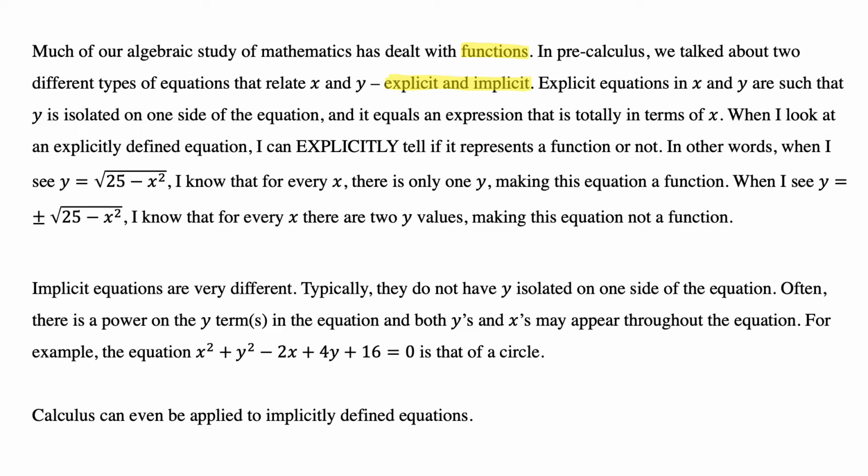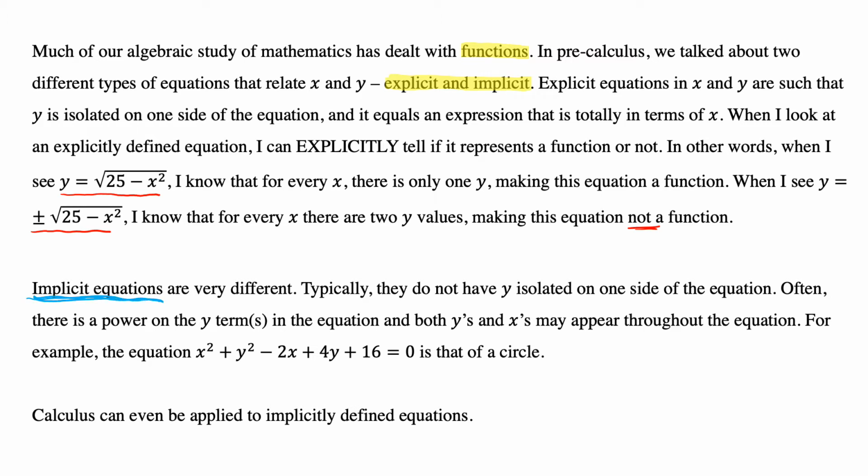In other words, when I see y equals the square root of 25 minus x squared, I know that for every x, there is only one y, making this equation a function. When I see y equals plus or minus the square root of 25 minus x squared, I know that for every x, there are two y values, making this equation not a function.